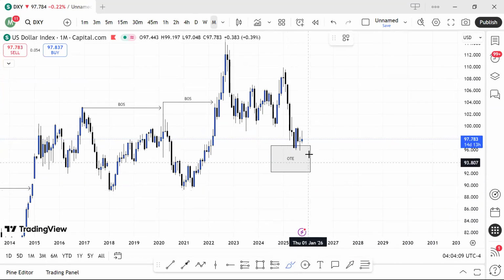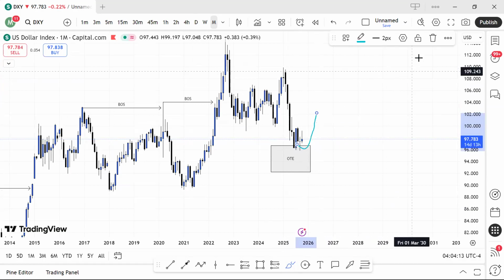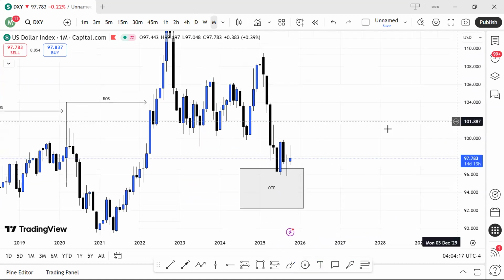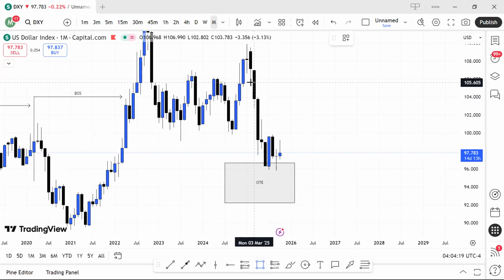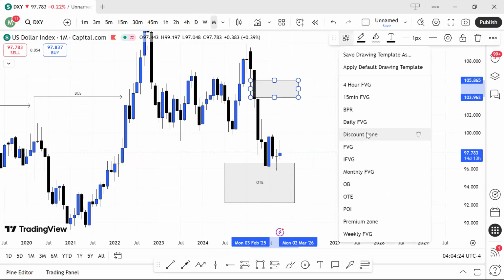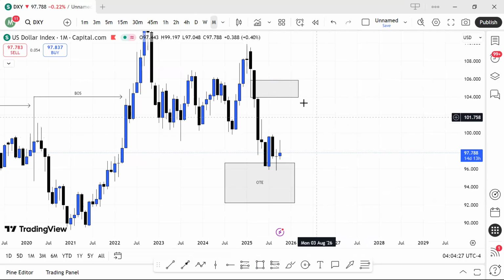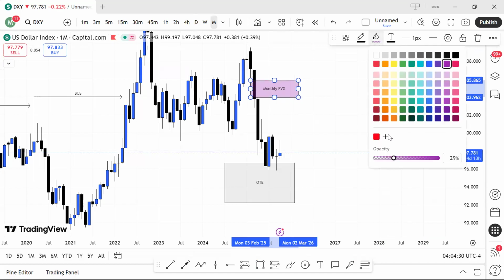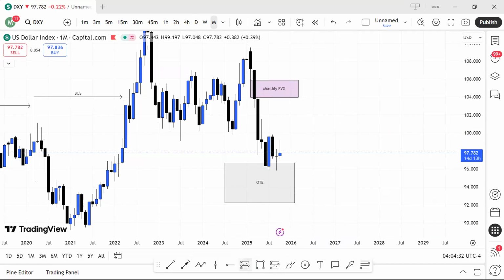Which means I'm expecting a bullish reversal or continuation to the upside, targeting these points of interest that are resting here. So we're having the monthly bearish fair value gaps that are resting here. Let me mark them like this.